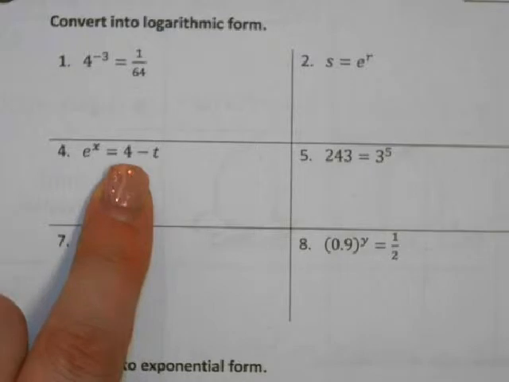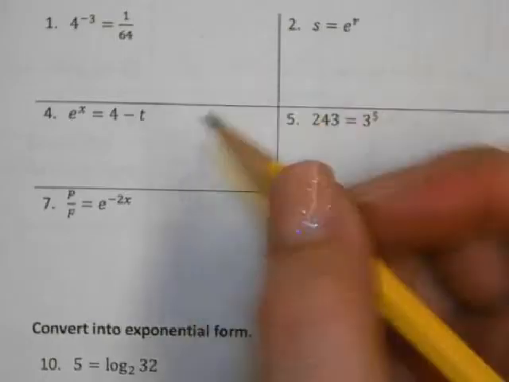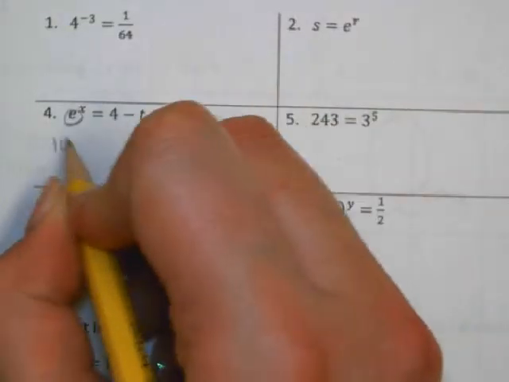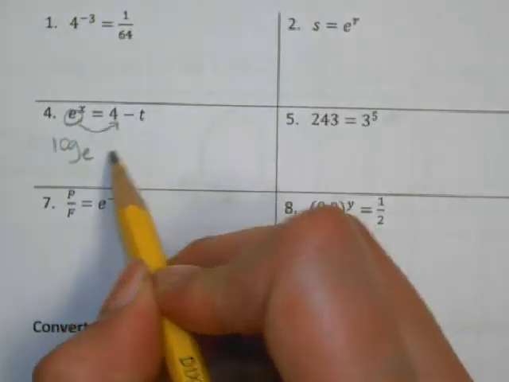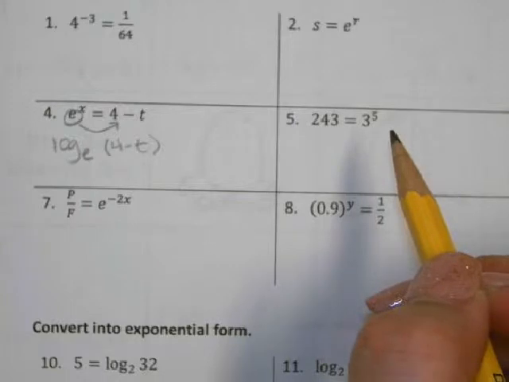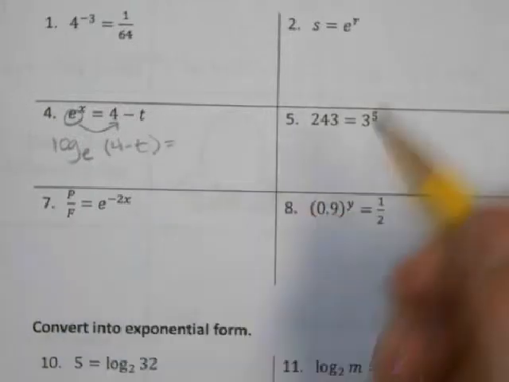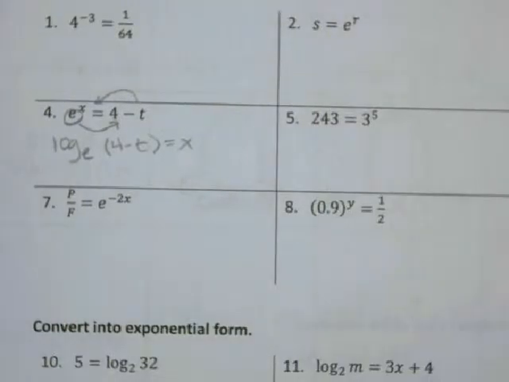All right. So let's go ahead and do number 4 because it's got a base of e, so that makes it kind of special. So what should we start with? So log base e of what? 4 minus t, and this time we have to put it in parentheses. We don't have a choice. Equals x, and what is special about log base e?